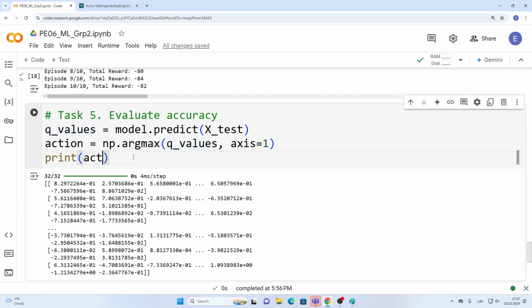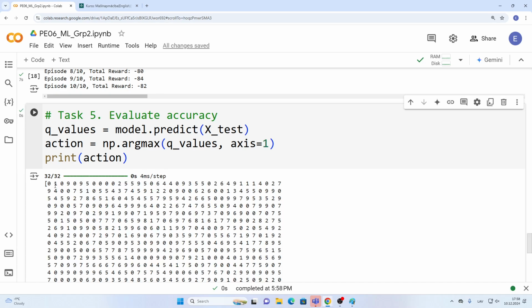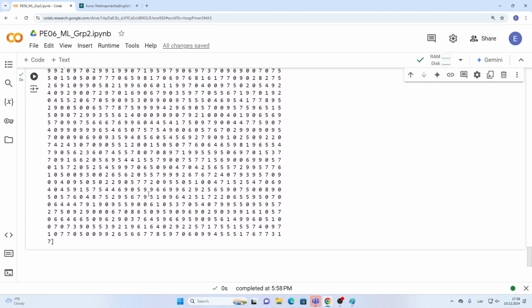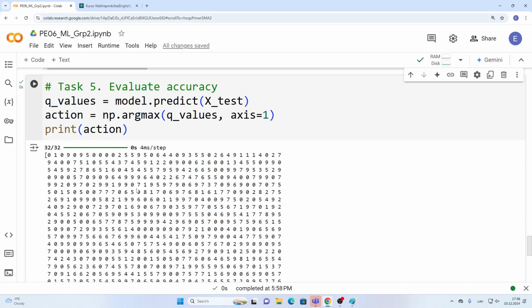Now if I print action afterwards, you will see a digit it has predicted. Yes, and all that is left for us is to compare this digit with the true labels. Yes, so that is y test.